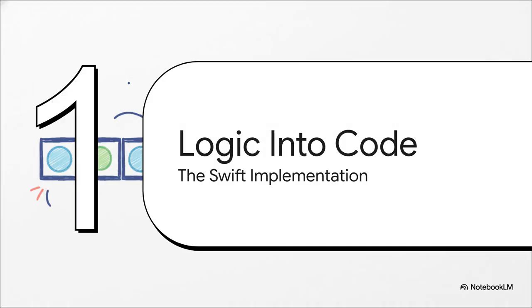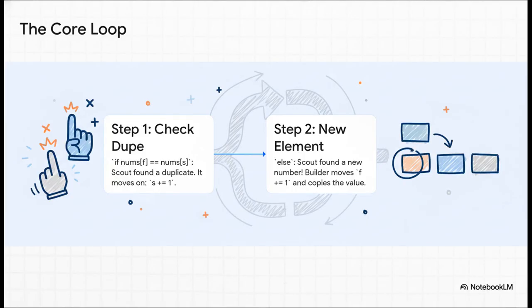So now that we've got the logic down pat, let's see how this visual strategy translates into just a few lines of surprisingly simple code. It's pretty amazing. The core of the code is really just a simple if-else statement. Inside a loop, we check, is the builder's number the same as the scout's number? If it is, that's a duplicate. We do nothing but move the scout forward.